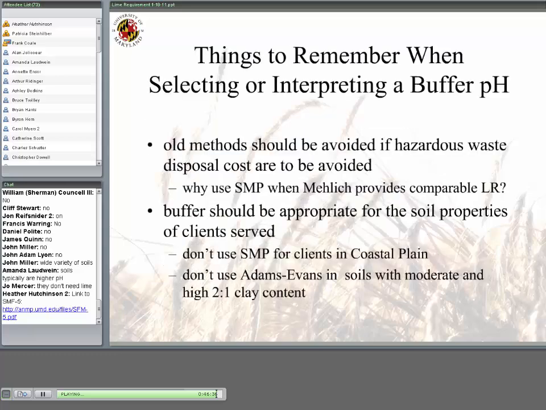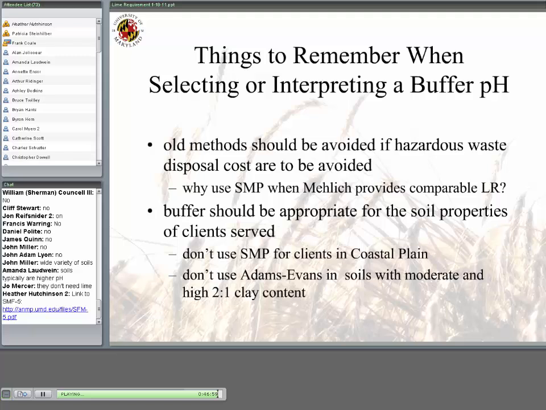Okay, so things to remember if you're either selecting or interpreting a buffer pH. The older method should probably be avoided if you don't want to pay hazardous waste disposal costs and go through the RCRA permitting process. If you can get comparable information from a modified Mehlich, I don't know why you'd still hang on to the SMP. And in fact, most labs that I can access information about haven't.